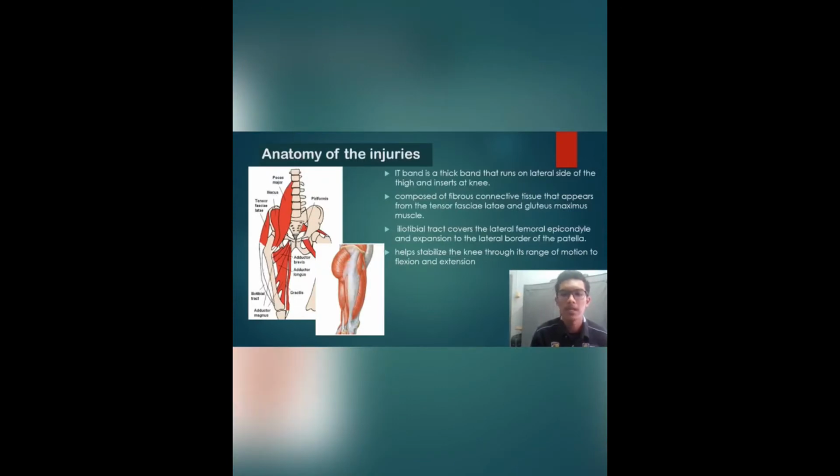Okay, anatomy of the iliotibial band. The iliotibial band is a thick band that runs on the lateral side of the thigh and inserts at the knee. It is composed of fibrous connective tissue and arises from the tensor fasciae latae and gluteus maximus muscle. The iliotibial tract covers the lateral femoral epicondyle and expands to the lateral border of the patella. It helps stabilize the knee through its range of motion, for flexion and extension movement.